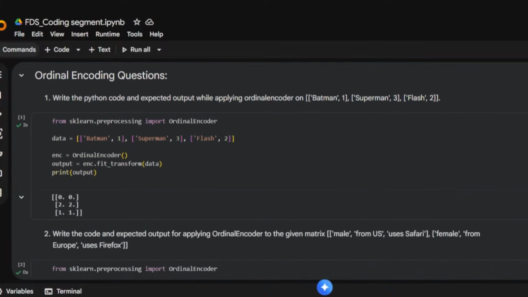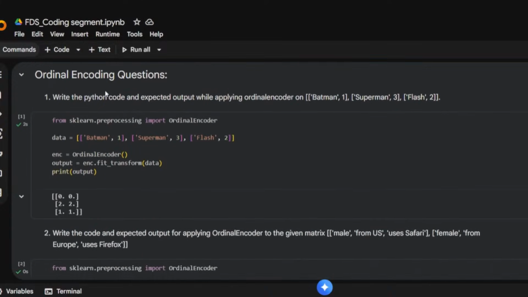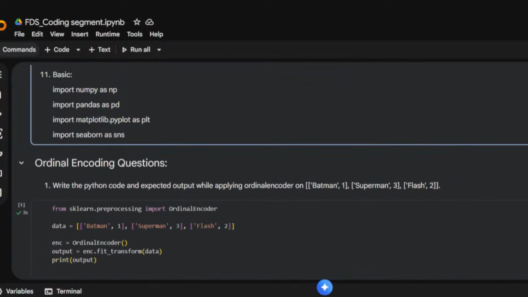We'll start off with your ordinal encoding question, where you have to write Python code and also predict the output on this particular data that is provided. There is Batman 1, Superman 3, Flash 2. For better visualization, Batman, Superman, Flash are all in one column, and 1, 3, 2 are also in one column. But when we're writing it in code, we always write it in this manner, so we might presume it as a row, but they are not.